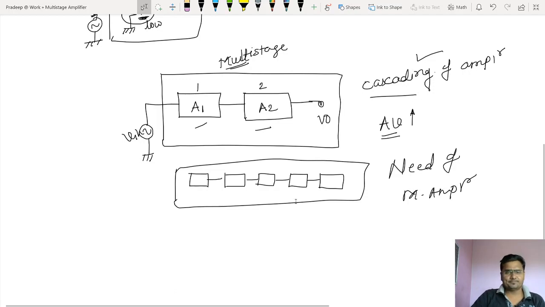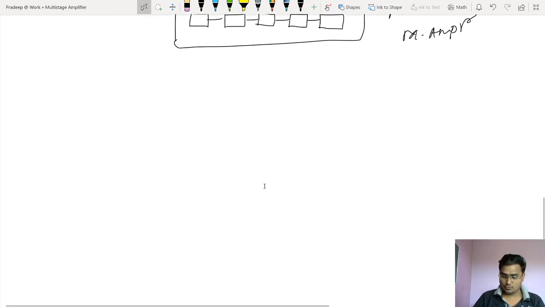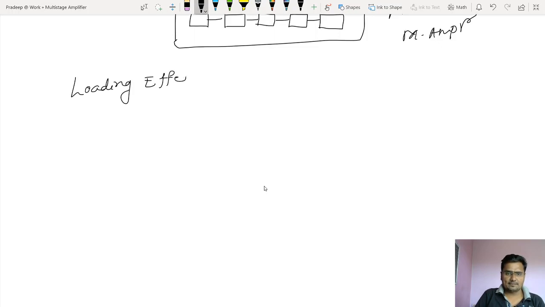But now, again an important term we'll discuss here. Actually, I had a separate video on that, which shows the loading effect. Let me write it here: loading effect. Okay, we'll discuss the loading effect now.